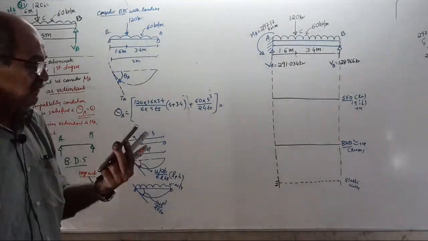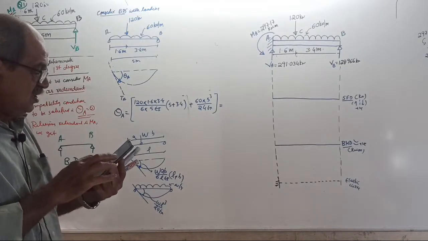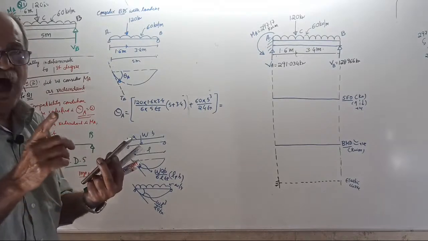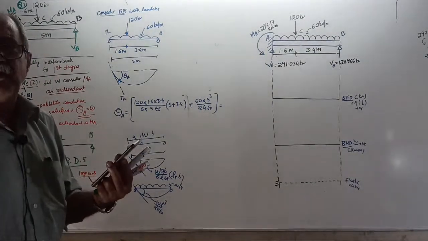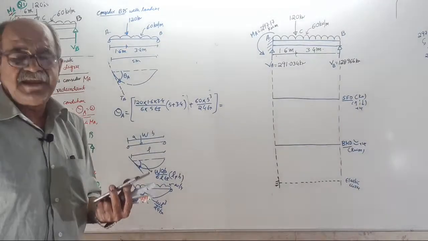This much time to give that theta A. You are wasting time, see. You should give it, don't give a wrong answer. Let one more person give the answer. After some time, if the answer is not tallying, I have to check everything then.